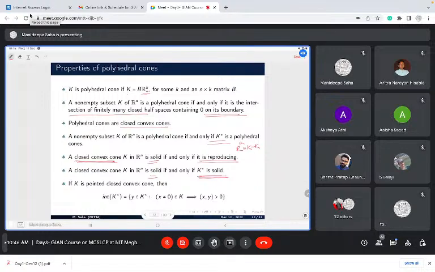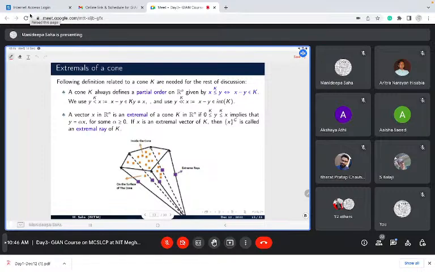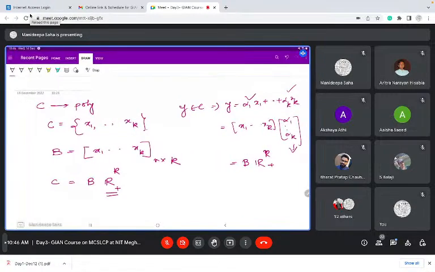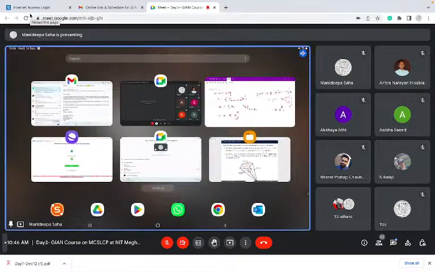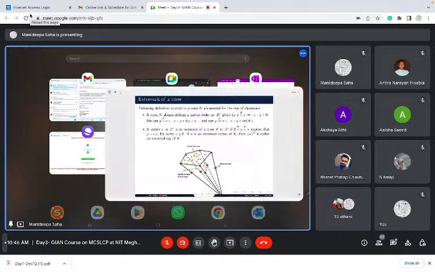Okay, so these are a few properties of these polyhedral cones. So now another important concept, another type of cone that I'm going to consider here is the simplicial cone. And for that I need the concept of extremals. Another question: I told you that the polyhedral cone has a finite number of generators. So what are these generators? These generators are called extremals. So let us see the definition.